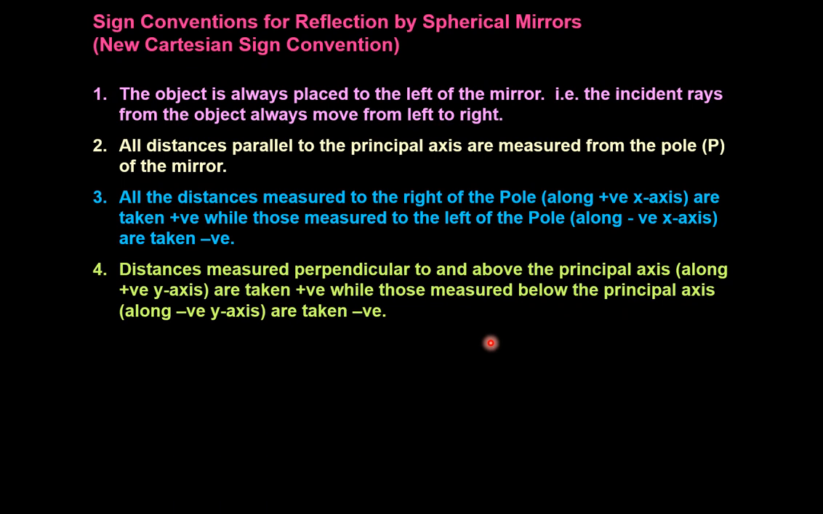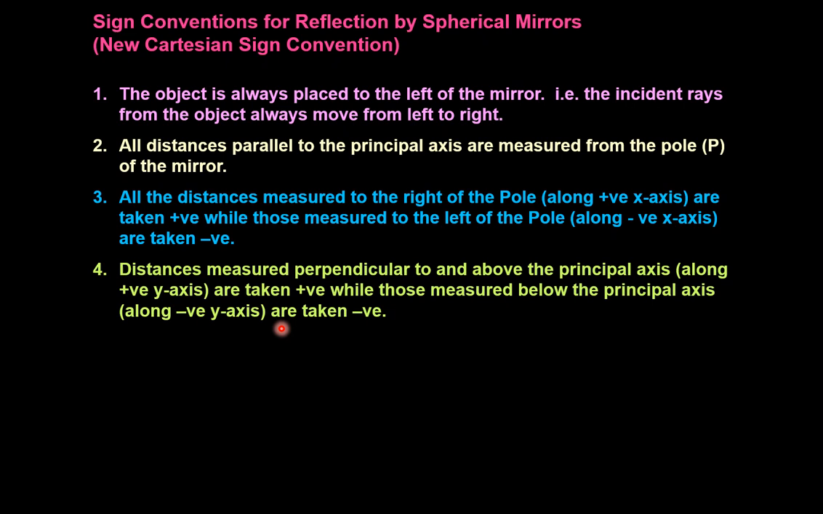So this is also simple. Whenever we are placing any object, we place it perpendicular to the principal axis and above it. So that's why the height of the object, in such cases, must be taken as positive, because this is perpendicular to and above the principal axis.